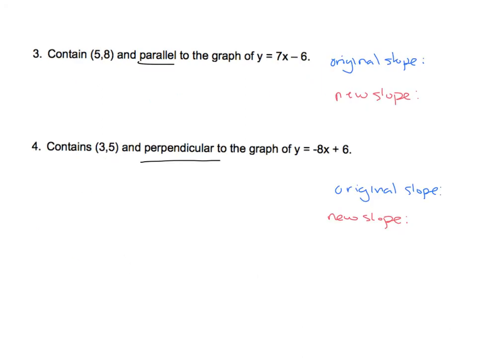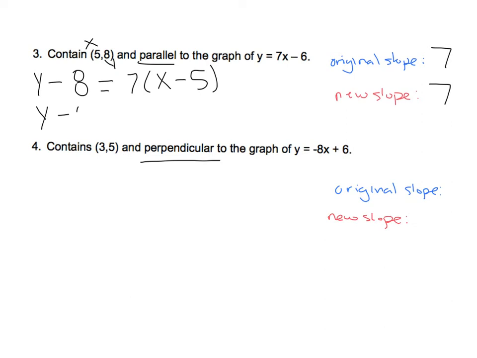All right, number 3 contains 5, 8 and parallel to the graph of y equals 7x minus 6. So remember, slopes do matter here. Parallel slopes are the same. So if in the original problem the slope is 7, then my new slope would also be 7. All right, and then this is where I have to use that formula, y minus y1 equals m times x minus x1. I know that that's my x, that's my y. So we would have y minus 8 equals, our slope is 7, times x minus 5.